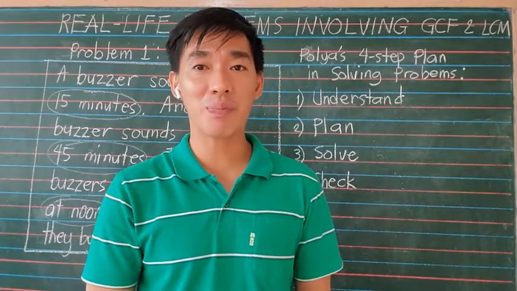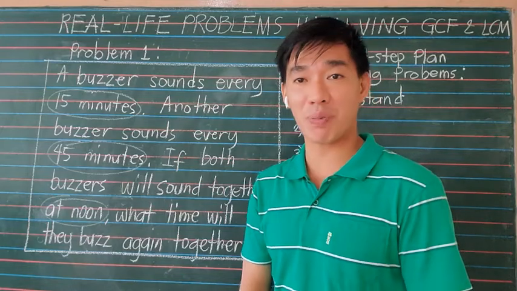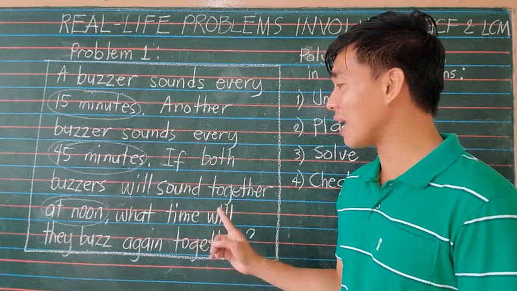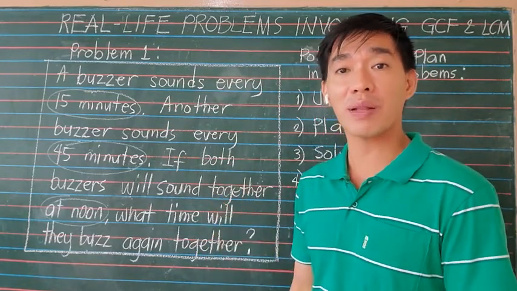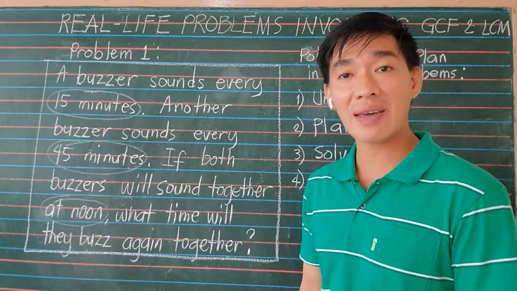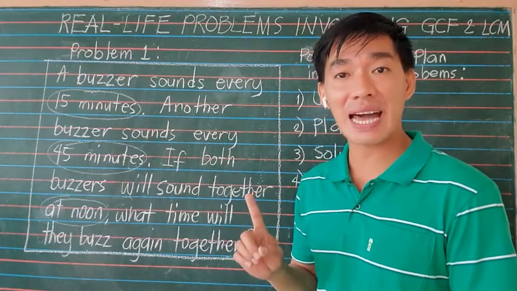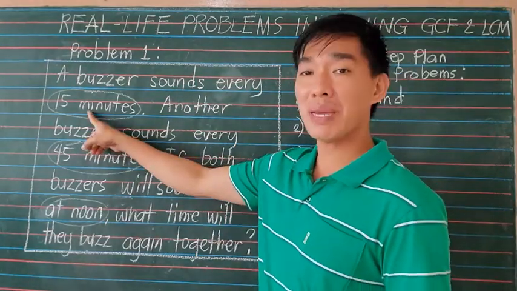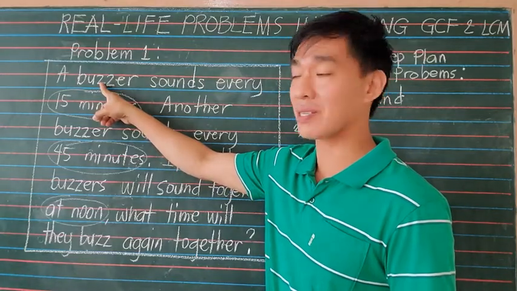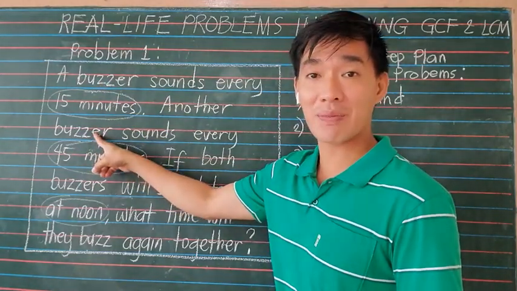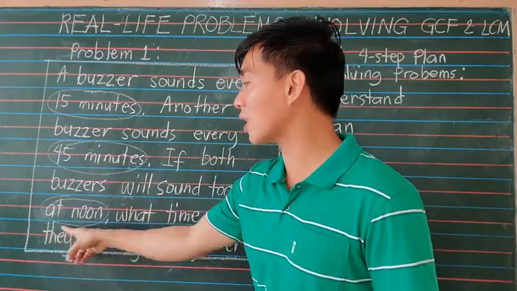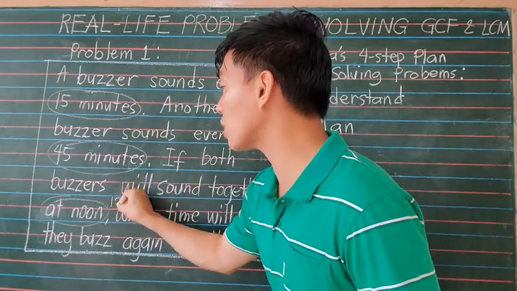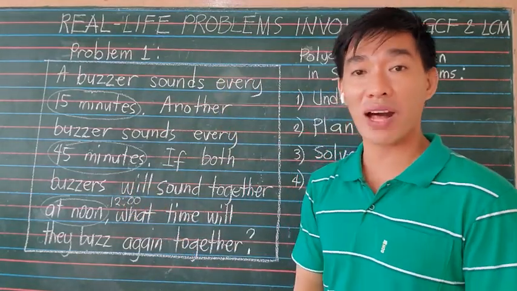For us to understand the problem, we have to know what is asked in this problem and what are the given. In this problem, what is asked is the time that these two buzzers will buzz together. And of course, our given here are the following: 15 minutes for buzzer 1 or the first buzzer, and 45 minutes for the second buzzer. And remember, we could also consider at noon as another given, the fact that they sound together at noon, which also means 12 noon.